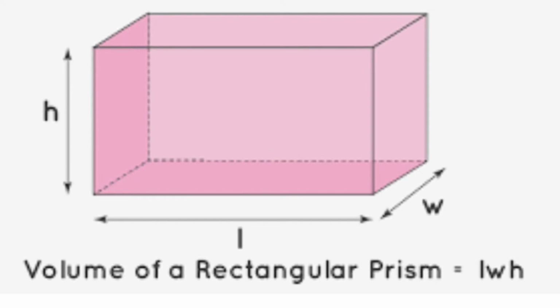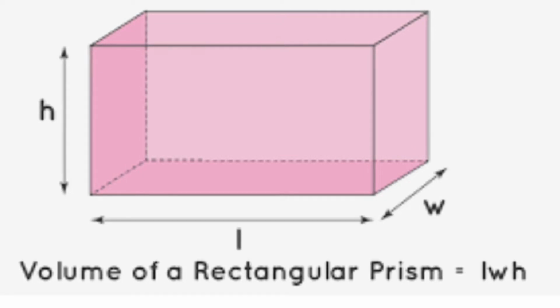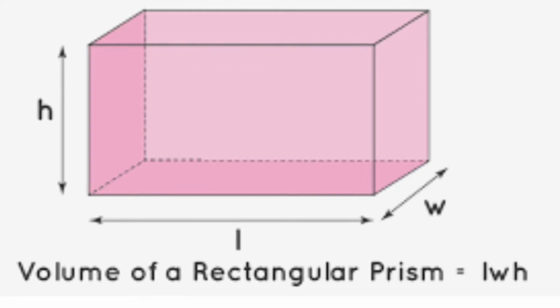Part 1 will be regularly shaped objects. The first object will be a rectangular prism. As you can see, here is the formula for a rectangular prism: length times width times height. Be sure to write the formula on your lab report before continuing on.